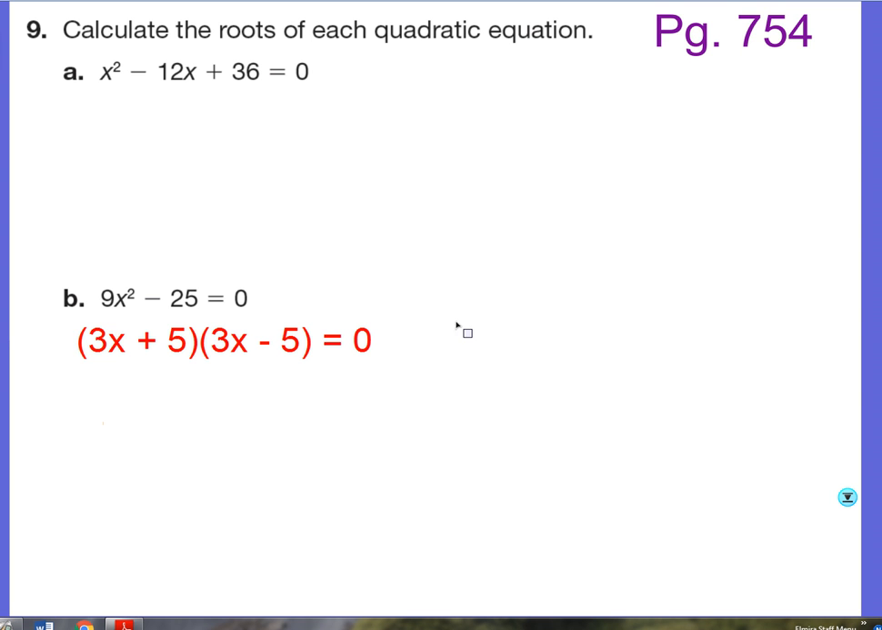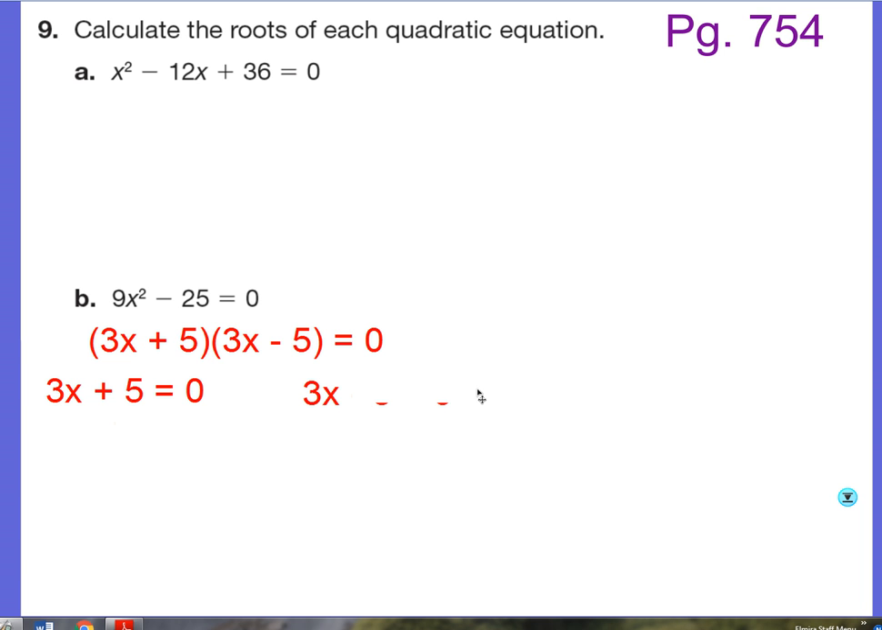All right, so this is a difference of 2 perfect squares. So I've got 3x and 3x and 5 and 5. So those are the square roots of each term. Difference means subtracts 2 perfect squares. Okay, so the signs are different, but the numbers and the coefficients are the same. So regardless, now that it's factored, I do everything the same way that I have been.